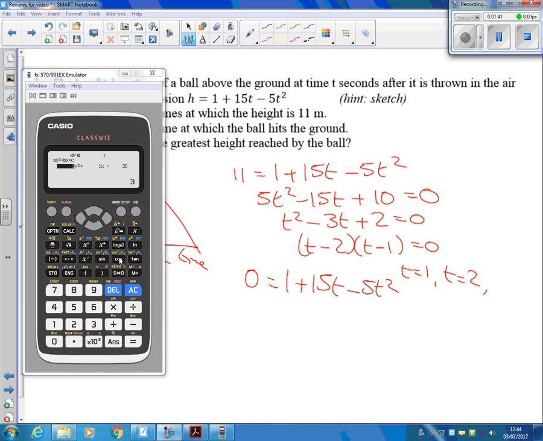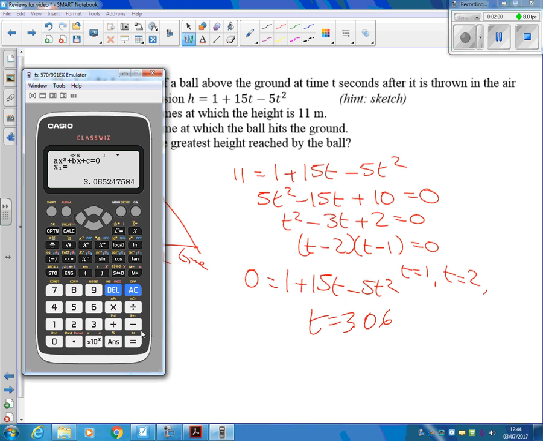So here's my calculator. Let's put in the x squared value, which is of course minus 5 here. We've then got 15 there, and we've got a 1. And it's going to give us one answer there. Let's change that to a decimal. We've got the time equals 3.06 or 3.065. I think I'd write that as 3.1 seconds probably. That sounds about right because we knew 2 seconds up there.